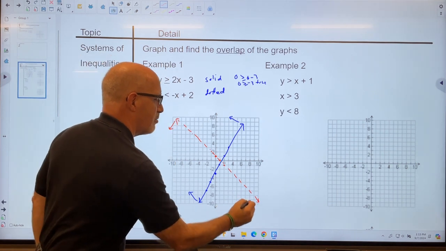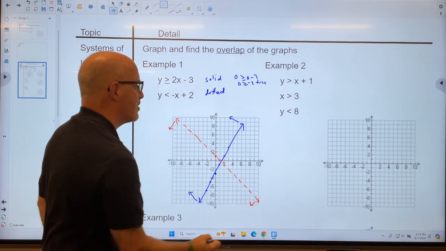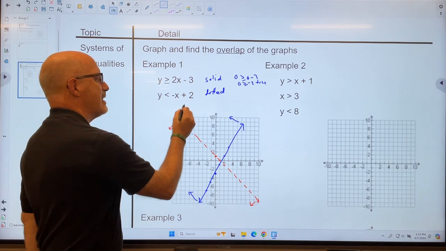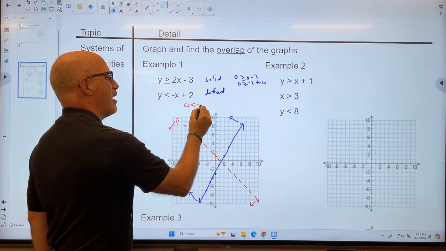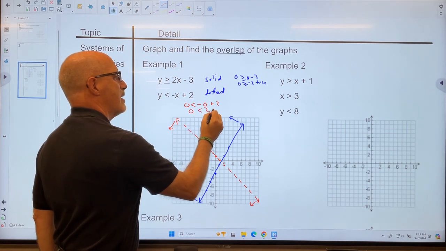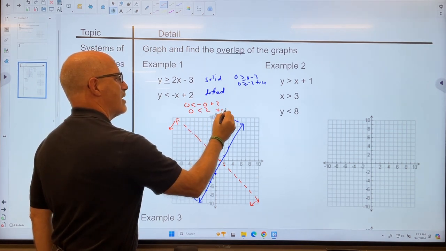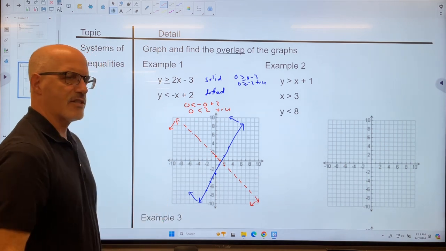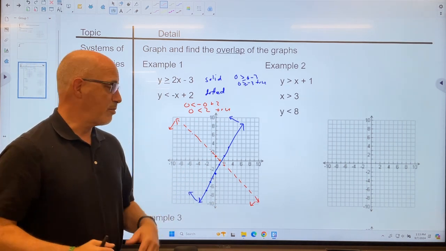Now let's just do a double check. Let's test our 0, 0 on it. Is 0 less than the opposite of 0 plus 2? Is 0 less than 2? And the answer is that is a true statement. So we're going to shade on the side that 0, 0 is on, and that's going to be below.